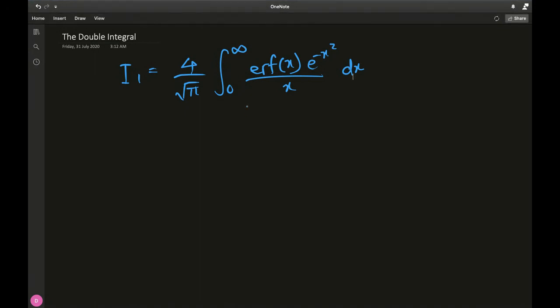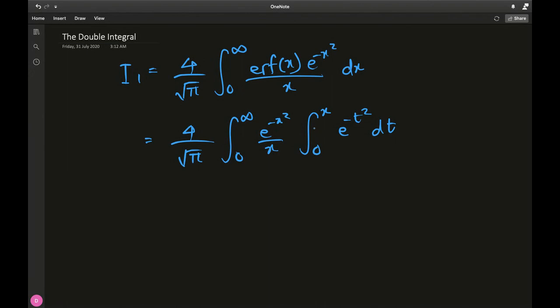Okay, so as discussed previously, we have I1 equal to this. Now what I'm going to do is rewrite the error function in terms of its definition. So we have the integral from 0 to infinity of e to the negative x squared over x. Now the error function is the integral from 0 to x of, taking another variable, e to the negative t squared dt, but it's also accompanied by this factor of 2 over square root of pi, and we have a dx.